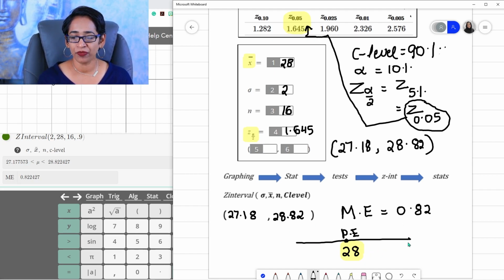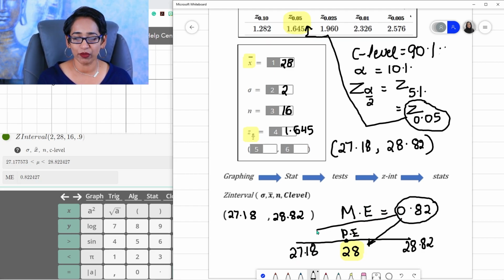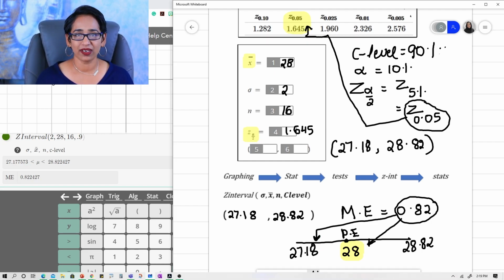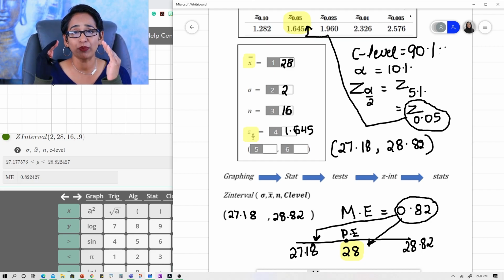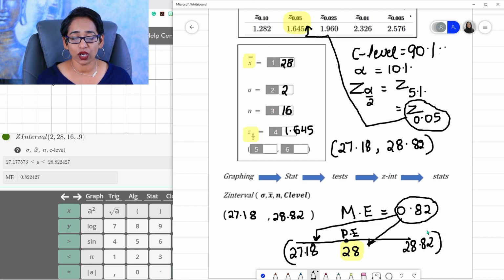So as you can see, my upper limit is 28.82. What am I doing? Simply adding my margin of error to my point estimate. The lower limit is 27.18. What am I doing? I'm simply subtracting my margin of error from the point estimate. So you're saying that you're 90% confident that the population mean of the dogs will be in this range. Now, having said that, it could be anywhere from 27.18 to 28.82. Okay? All right.